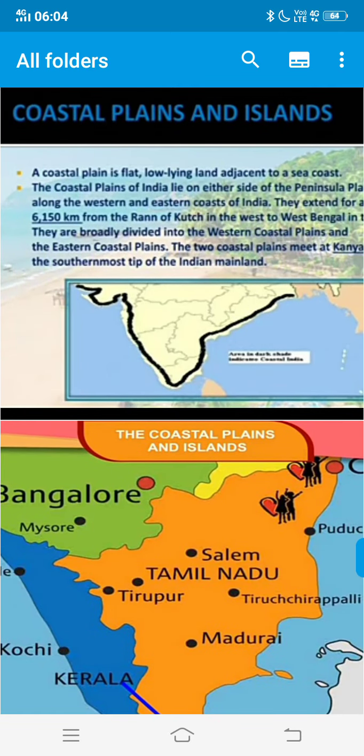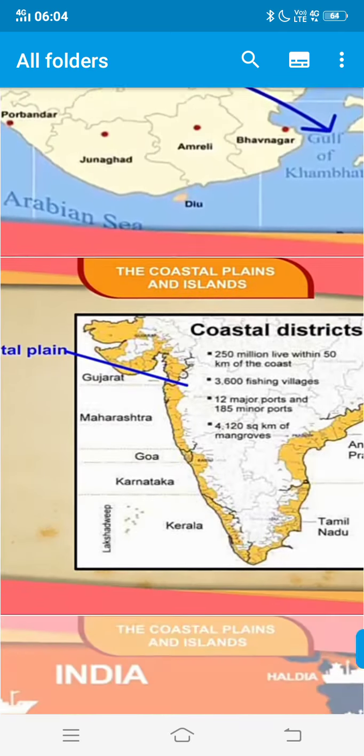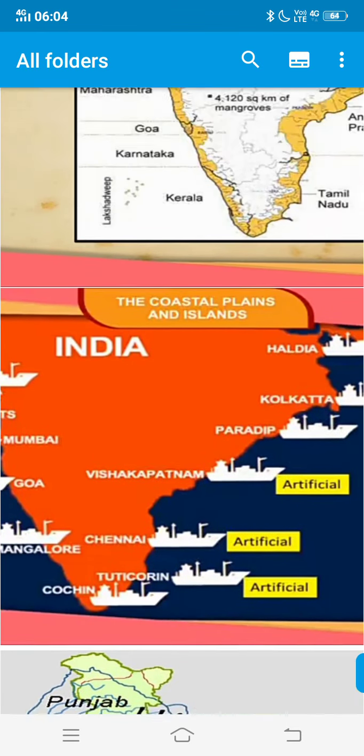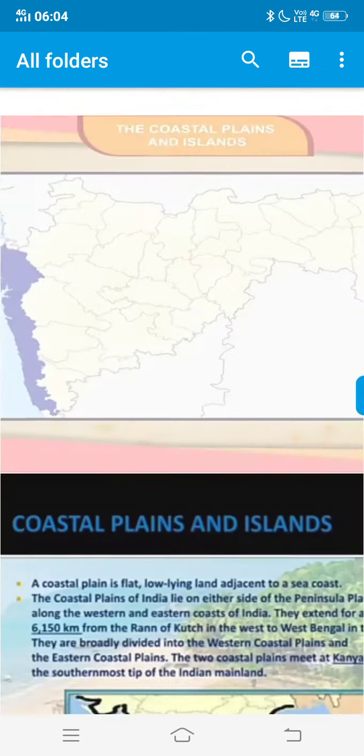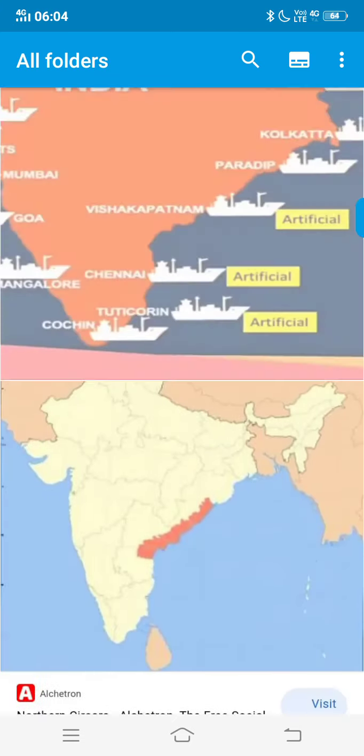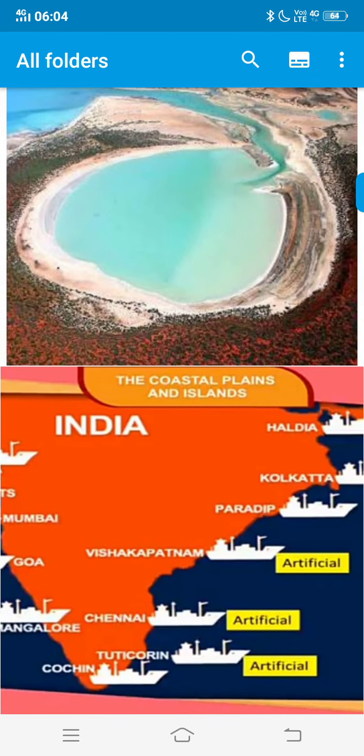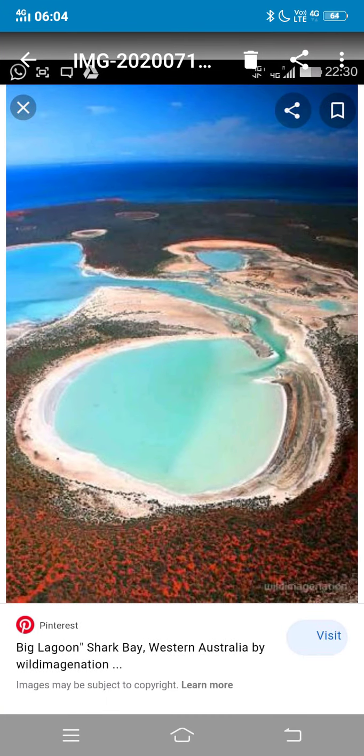I am showing you here the lagoons, children. You can see here how these lagoons look. These are nothing but saltwater lakes beside the sea. They are shallow and separated from the sea by a barrier, a natural fence you can say.